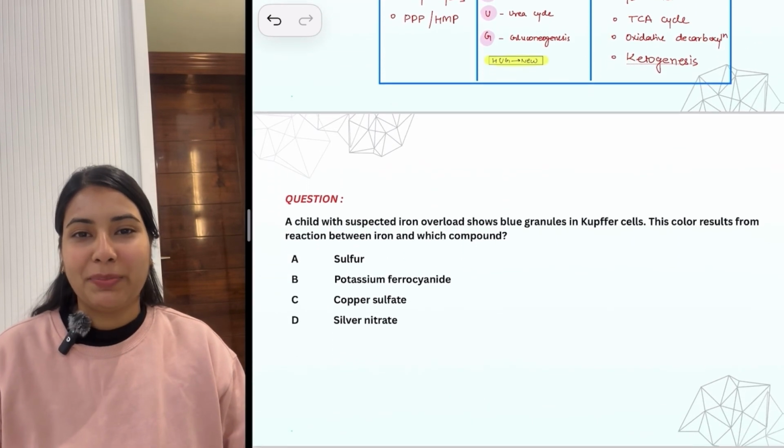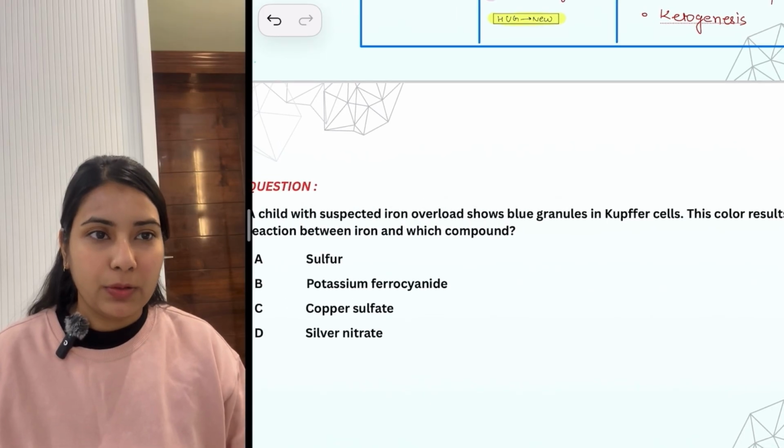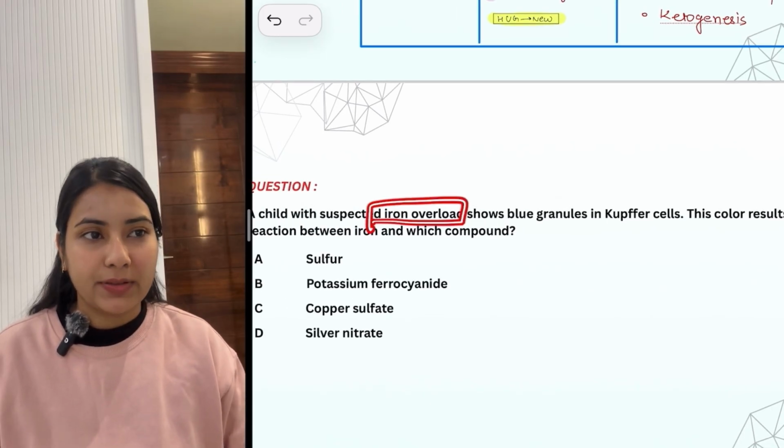Now moving on with pathology. So the first question is, a child with suspected iron overload shows blue granules in the Kupffer cells.